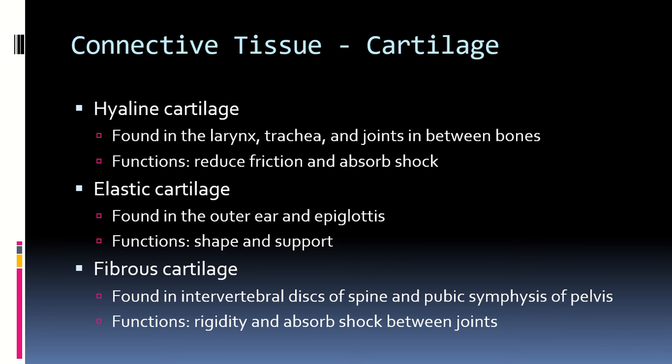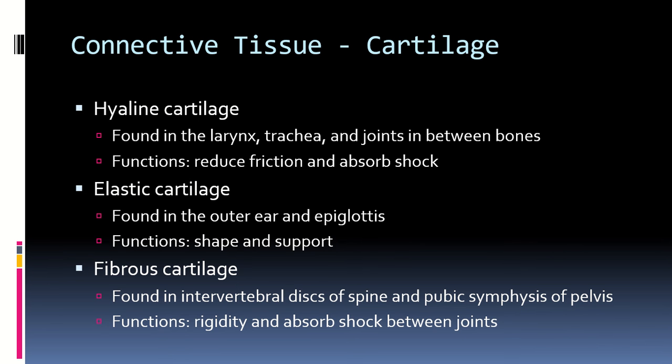Now, elastic cartilage is really just to provide a certain shape and certain support to that actual structure, or to help support something else in the body. Like, for example, the outer ear helping to shape and support the machinery of the inner ear.